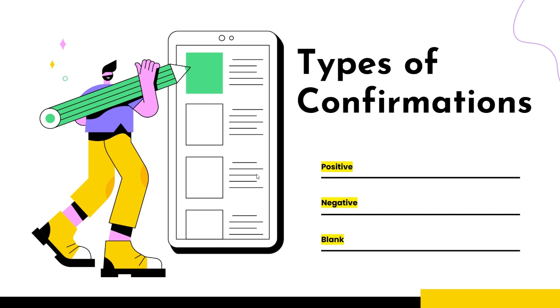The last type of confirmation is called the blank confirmation. In this, the customer is actually asked to fill in the balance. So the balance is not provided to them. This would be used if the recipient is likely to return a positive confirmation without actually verifying the accuracy of that information. So those are the three different types of confirmations.